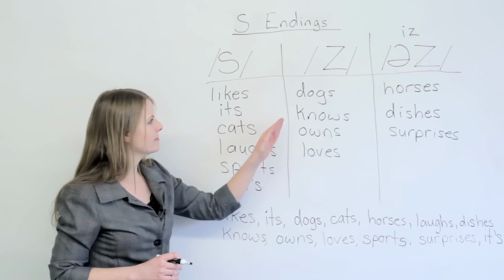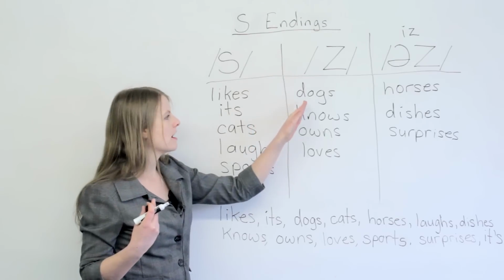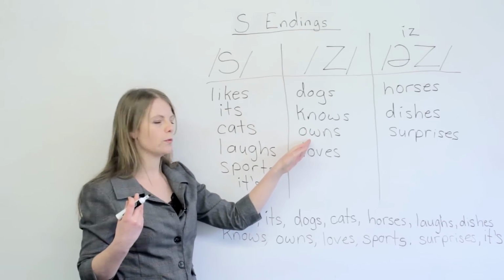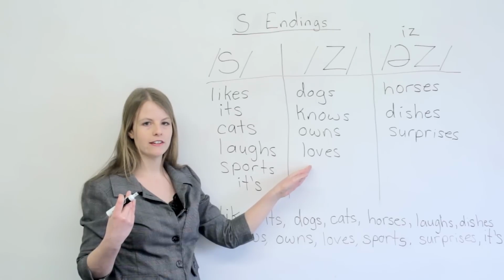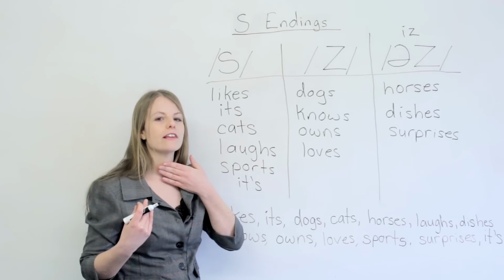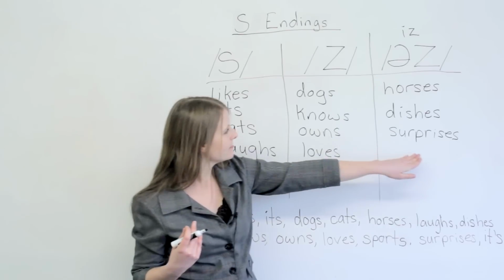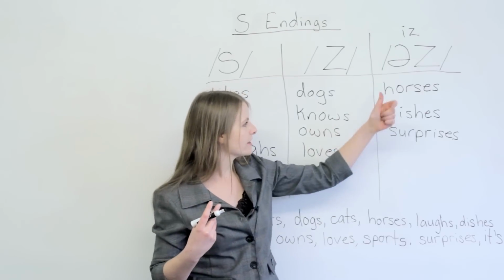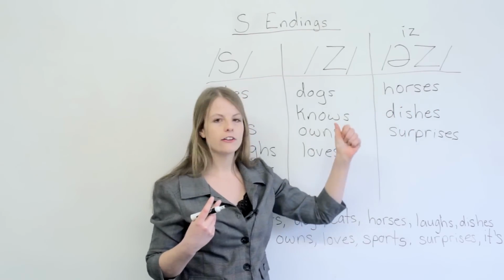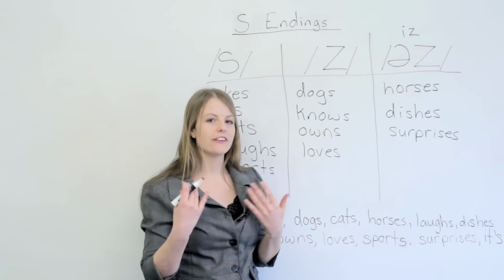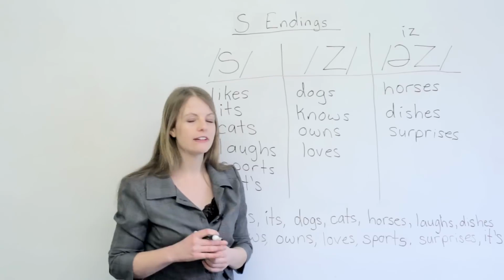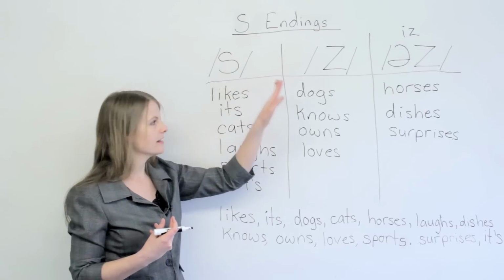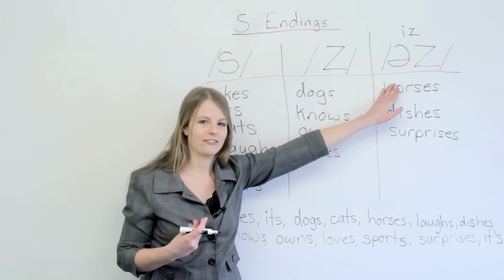So let's try these ones now. So again, it's going to be a Z sound. Dogs, knows, owns, loves. So it's a Z sound and it comes from the throat. And finally, the is sound. This is going to be 2 syllables. Horses, dishes, surprises. So there's an added syllable with the is. Okay, so next we're going to talk about how do I know when to make the S sound, the Z sound, and the is sound.